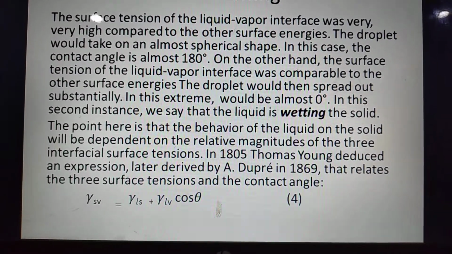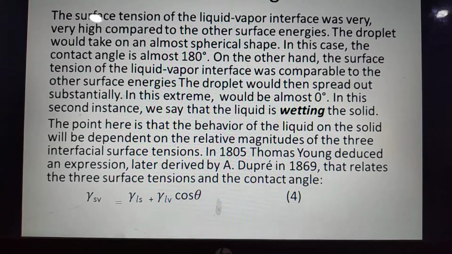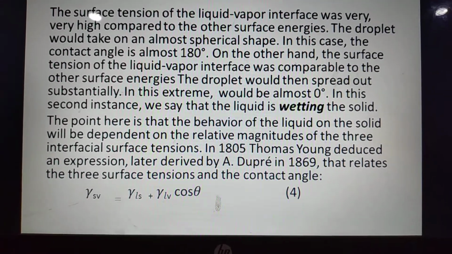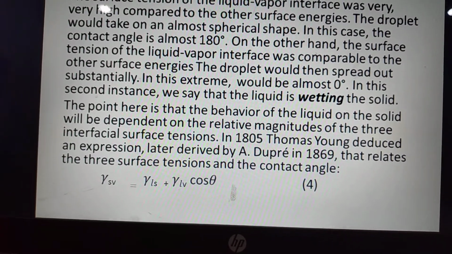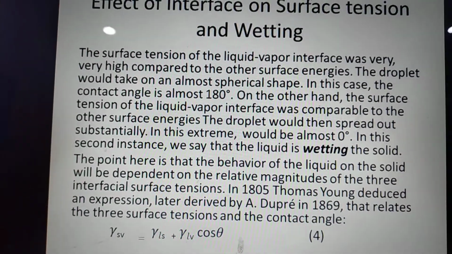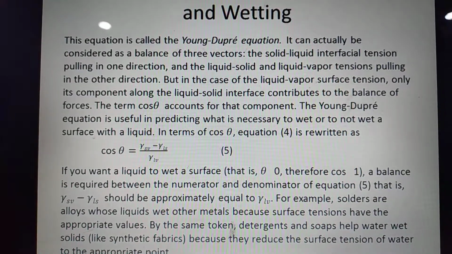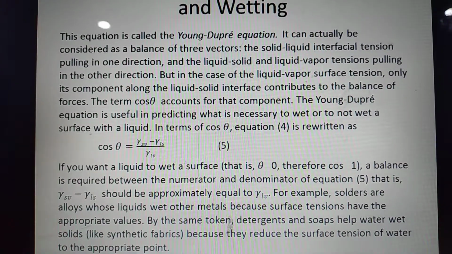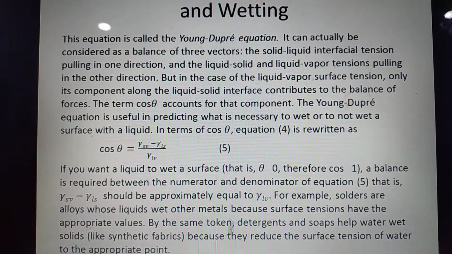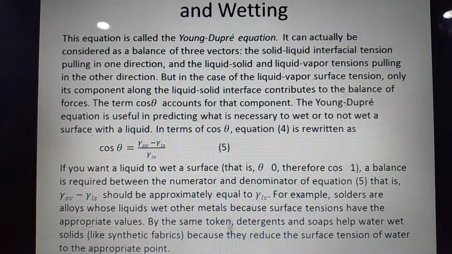In 1805, Thomas Young deduced an expression, and after that Dupré in 1869, 64 years later, related the three surface tensions with the contact angle: gamma SV is equal to gamma LS plus gamma LV times cos theta. This equation is called the Young-Dupré equation, and it can be considered as a balance of three vectors: the solid-vapor interfacial tension pulling in one direction, and the liquid-solid and liquid-vapor tensions pulling in other directions.